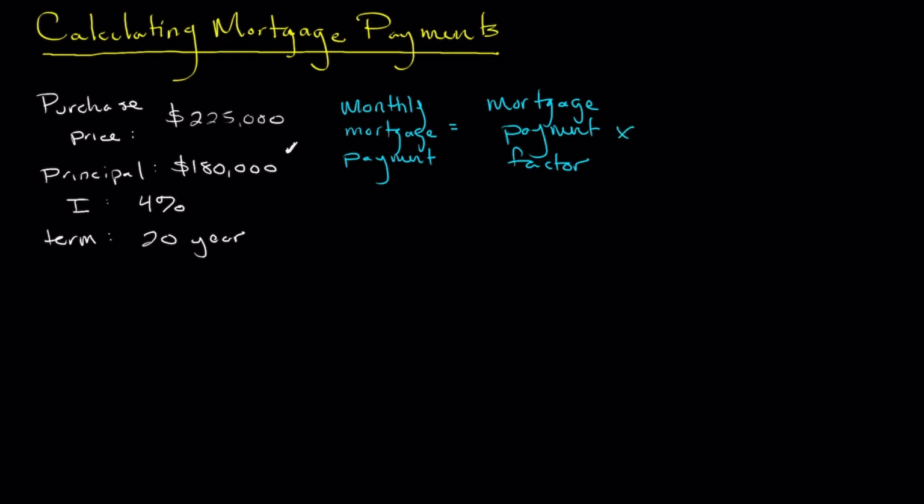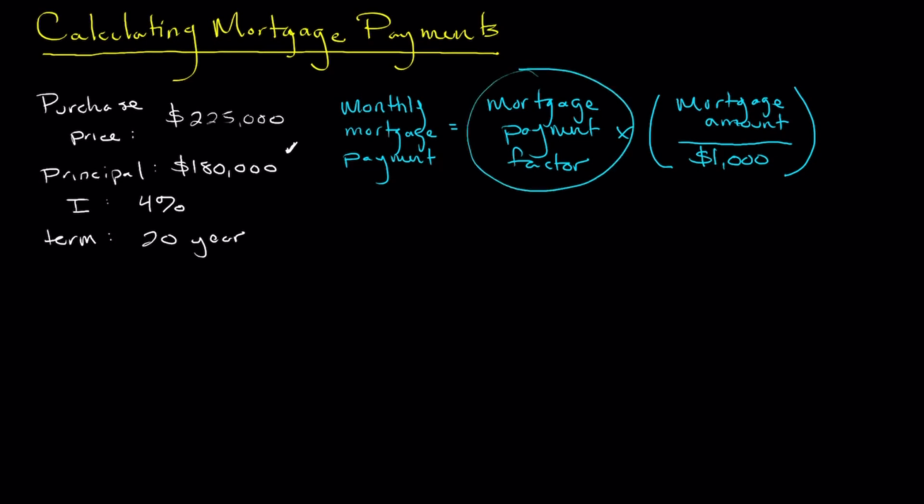multiplied by what we call our mortgage amount, which is the amount that we're financing, divided by 1,000. And that's it. So there's really one piece of information we need, that is this mortgage payment factor here. We have the mortgage amount, which is our principal that we're given, and then we have the $1,000 here. So notice this formula does not incorporate the interest rate or the term just yet. We're going to bounce over to the mortgage payment factor table, and we're going to use that information here.